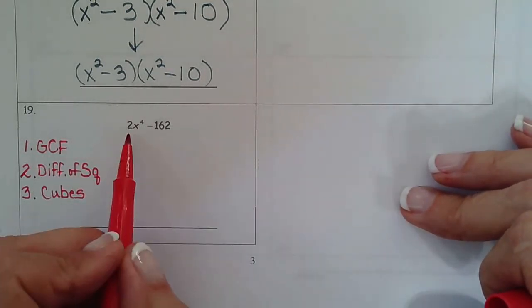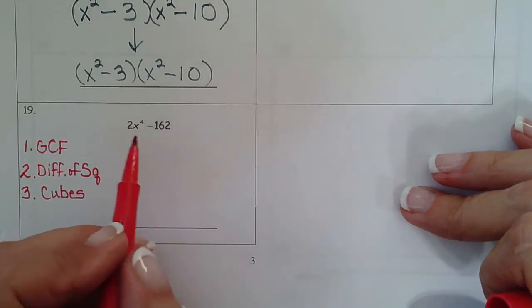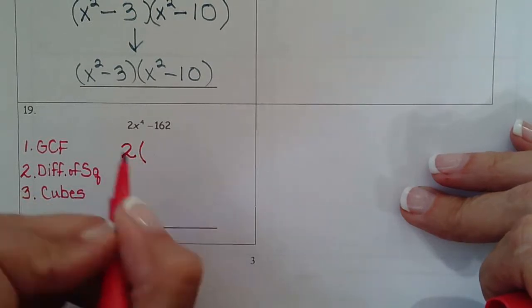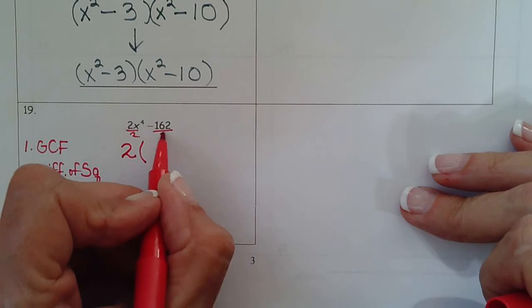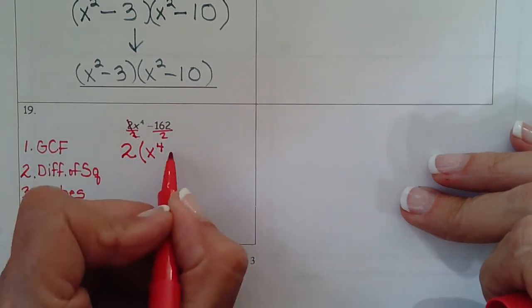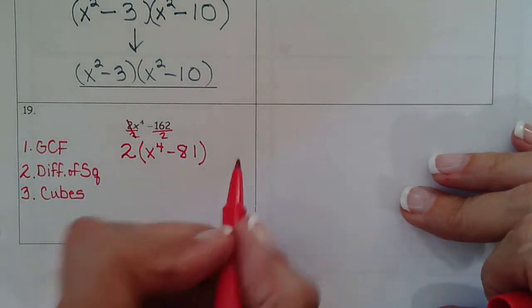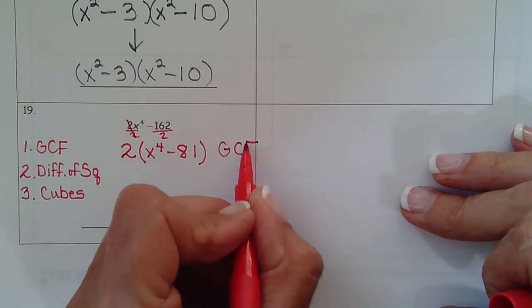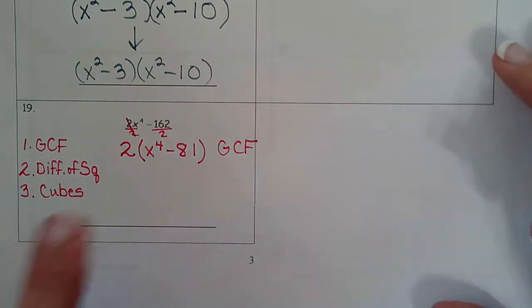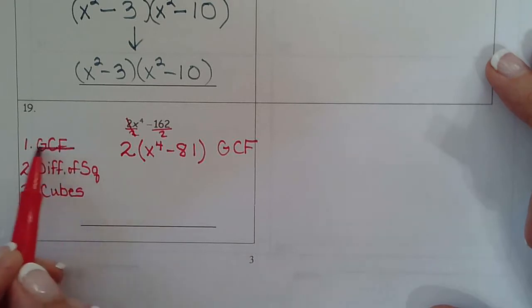So start with GCF. Anything common? They're both even. That means 2 is common. So I pull out a 2. And when I divide both of these by 2, I get x to the 4th minus 81. So that was GCF. And we never stop on the first step, especially if we have exponents. So we've already done GCF. There's nothing common, so we're done with that.